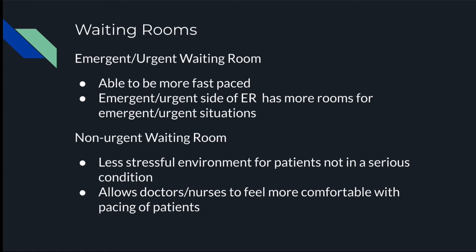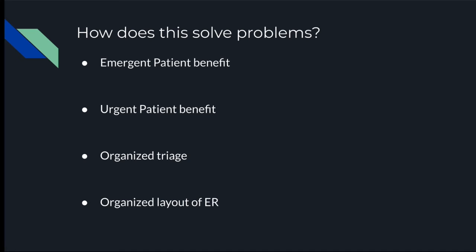So the emergent urgent waiting room is more fast-paced, and that side of the ER has more rooms for emergent urgent situations like operating rooms, and the non-urgent waiting room is less stressful, and it allows the doctors to move at a comfortable pace. So this solves problems as seen in the scenarios. They benefited from this, and it allows for organized triage and a much more organized layout of the ER depending on which side of the ER you are on.